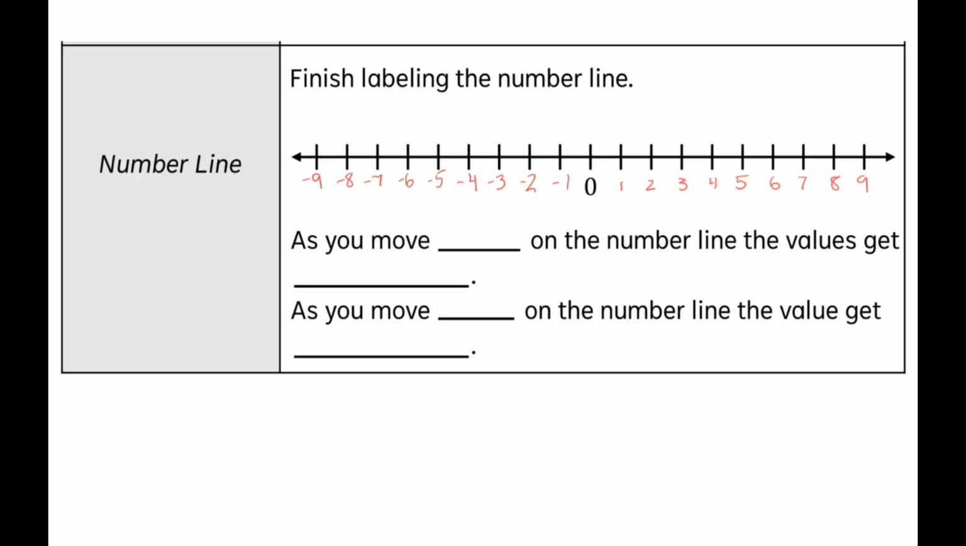As you move right on the number line, right is this way, the values get larger. As you move left, that's this way, on the number line, the value gets smaller.